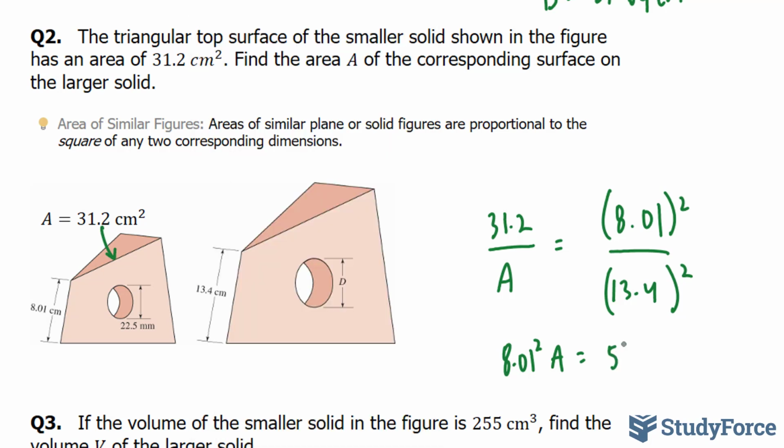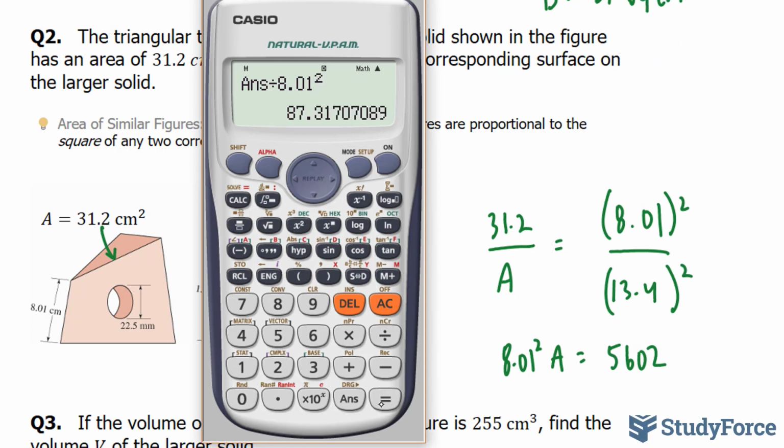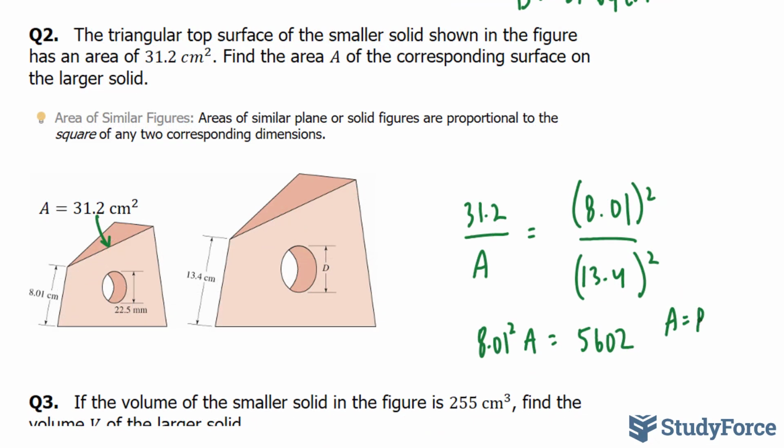5,602. Dividing now both sides by 8.01 squared gives us the area of that top triangle, which is 87.31. A is equal to 87.31 centimeters squared.